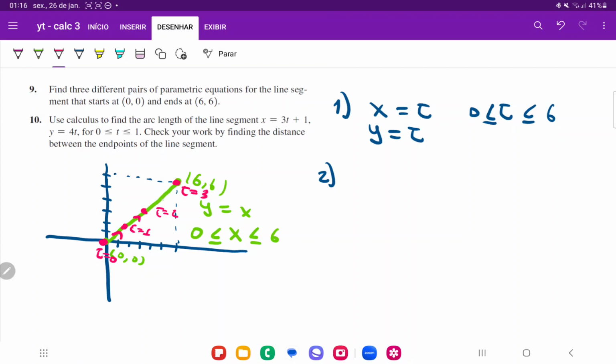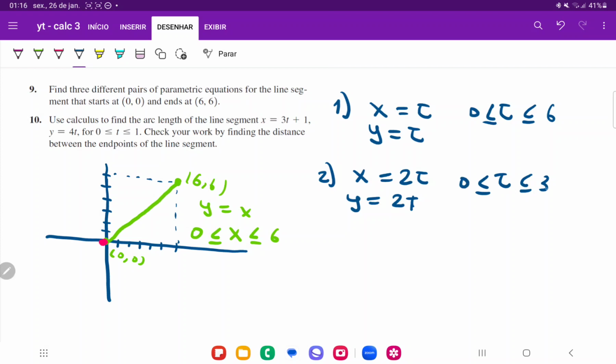So you can see that we're still going in the same direction, still going from the point (0, 0) to (6, 6). However, it's like we're going twice as fast. So instead of t taking one step for every value that it grows, it's going to take 2 steps. So for that to happen, it means that x is going to be equal to 2t because t is doubled, and y, because y is equal to x, is also 2t. In this case now, our t is going to be between 0 and 3, because if I plug in t equals 3 into this equation here, we're going to have x equals 6, which is our final boundary here.